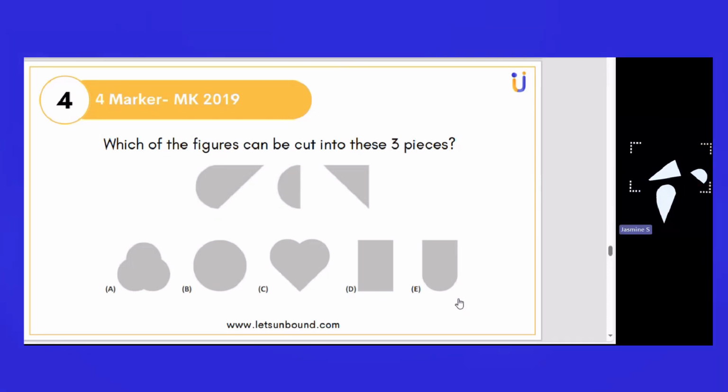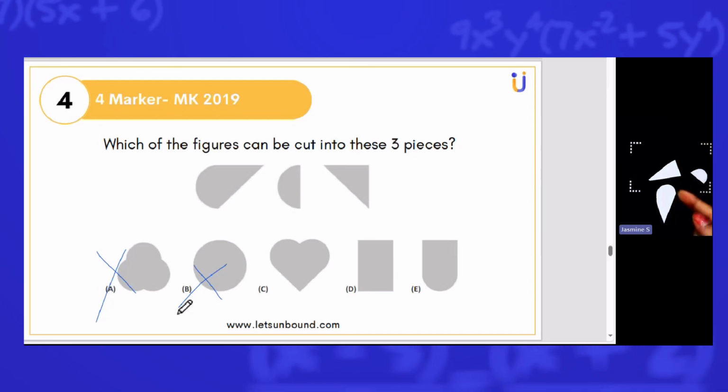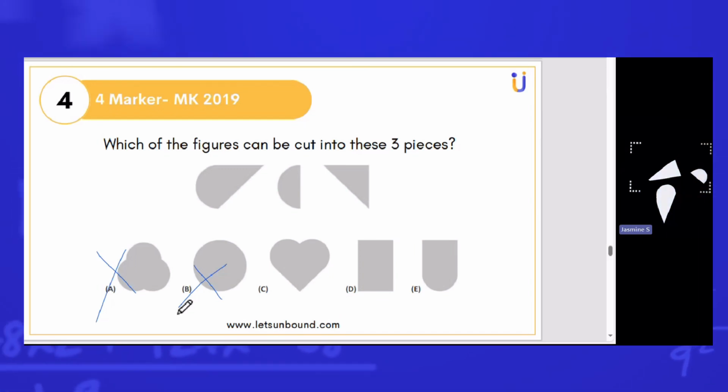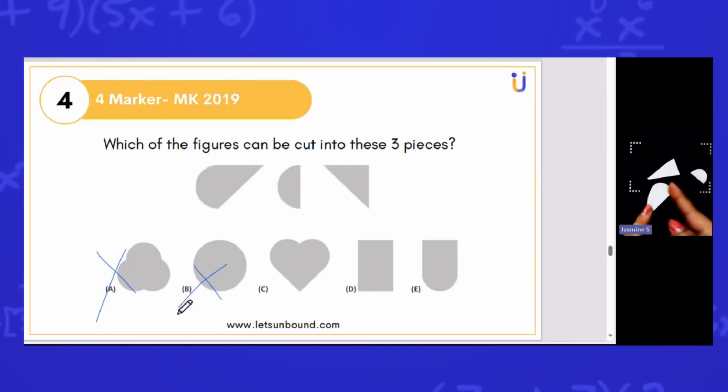If we are going to arrange it properly, automatically option number A and option number B are out because the pieces contain straight lines, correct? Whereas in option number A and option number B, there are no straight lines. Now let's try to arrange it.